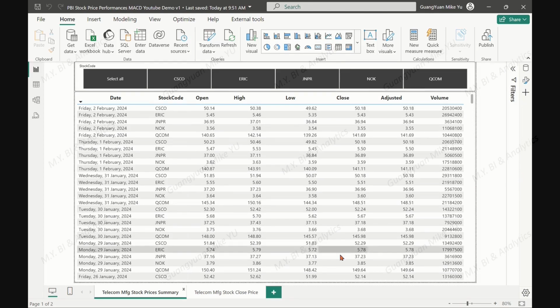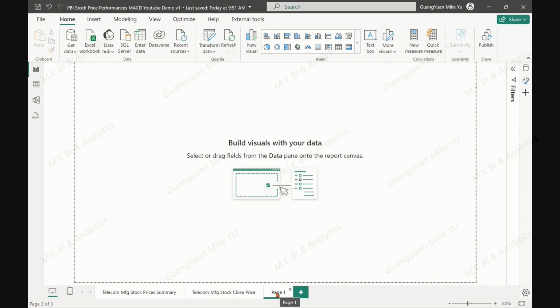Our script went through, and the new dataset is appearing in table view with newly created MACD indicator columns. Okay, let's create a MACD chart report page in the desktop. Name the page Telecom Manufacturer Stock MACD R TTR EMA.